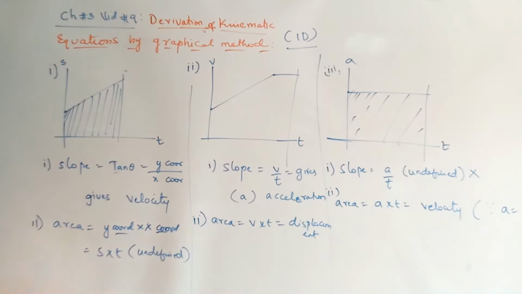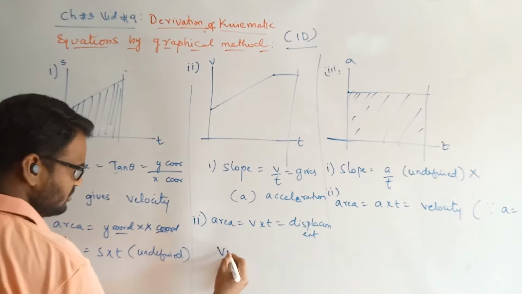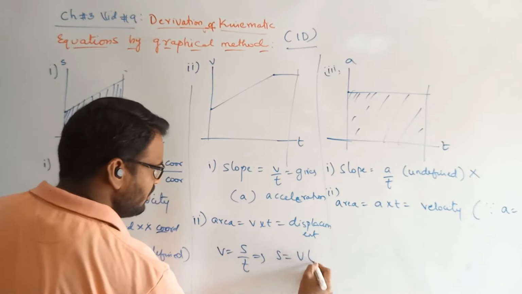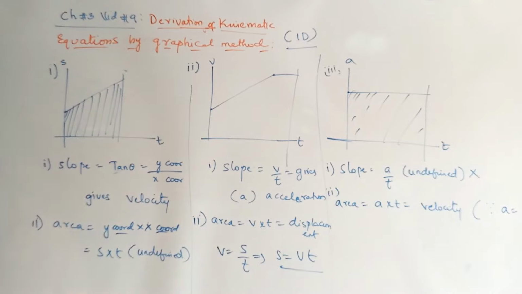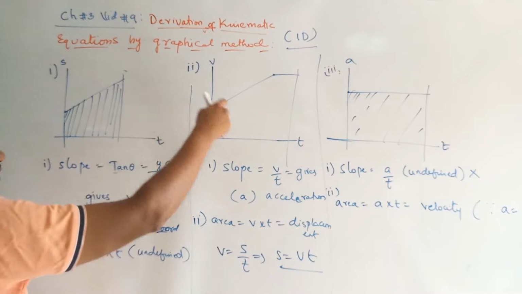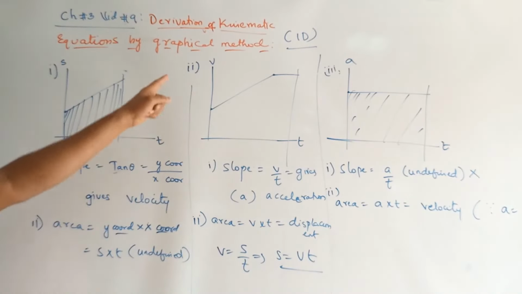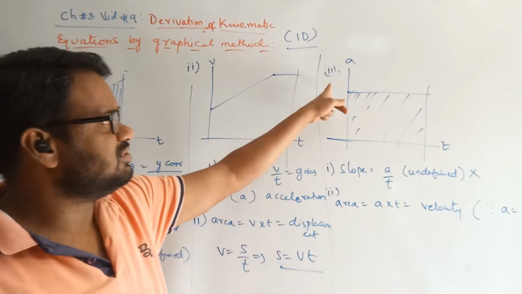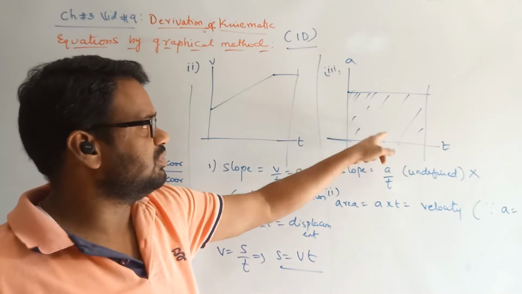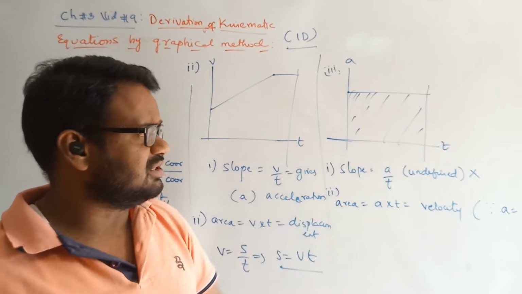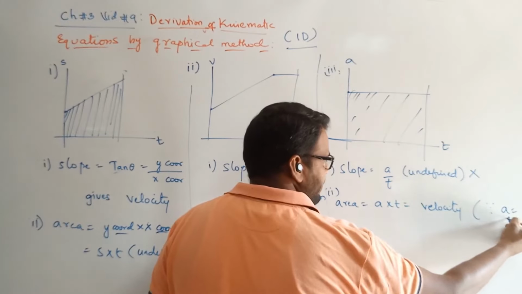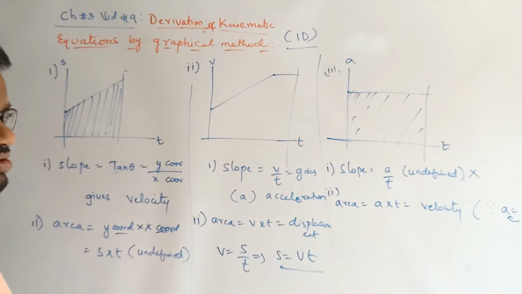Velocity into time gives rise to what? Because velocity is equal to displacement by time. If you take time to the other side, displacement is equal to velocity into time. Accordingly, the area of the VT graph gives rise to displacement. And the area of the AT graph is what? Area is length into breadth, that is acceleration into time. Acceleration into time gives rise to what? Because acceleration is equal to velocity by time. If you reverse this, acceleration into time is equal to velocity.